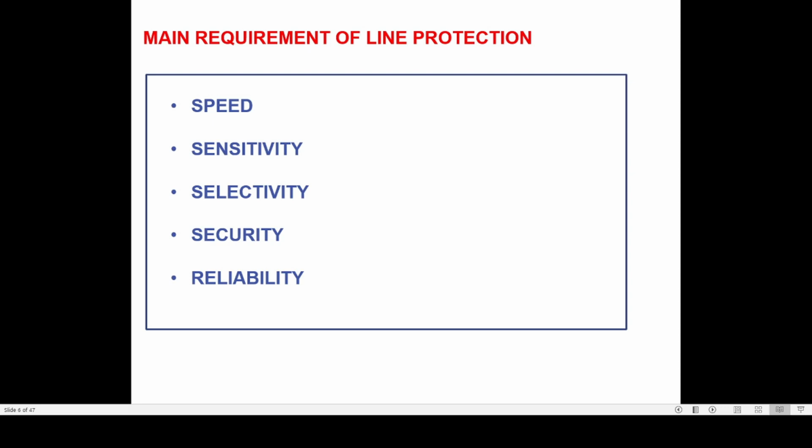But if you look at any of these requirements, that is speed, sensitivity, selectivity, security, or reliability, individually, then it is not possible, because whenever we want to achieve one thing, we have to compromise on another. Otherwise, the cost of the protection system will keep on increasing. That is the first thing. And second, the complexity of the protection system will also increase.